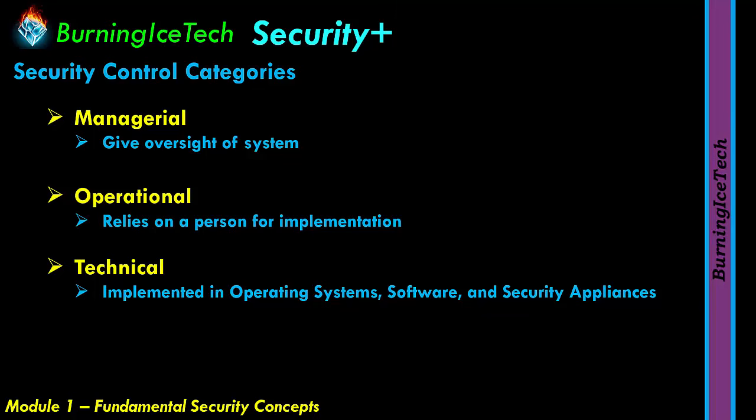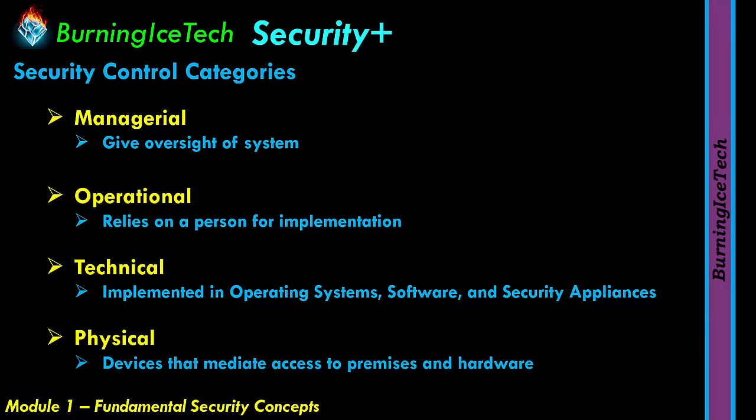Lastly, folks, the last security control category I've got for you guys is physical. Now, physical tells you a lot that you need to know here. So this is devices that mediate access to premises and hardware. Regarding physical controls, guys, physical controls such as alarms, gateways, locks, lighting, and security cameras that deter and detect access to premises and hardware are often placed in a separate category to technical controls. So it's in a different category normally.